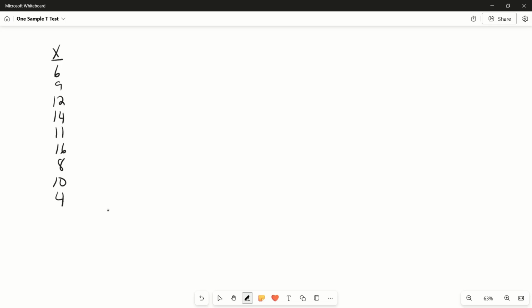So we want to find a 99% confidence interval for the mean of this sample. So how many data points? 1, 2, 3, 4, 5, 6, 7, 8, 9. The mean is going to be the sum of x over n. So let's find the sum of x, 90. 90 divided by 9, the mean is going to be 10.